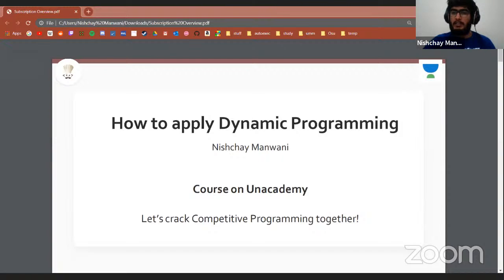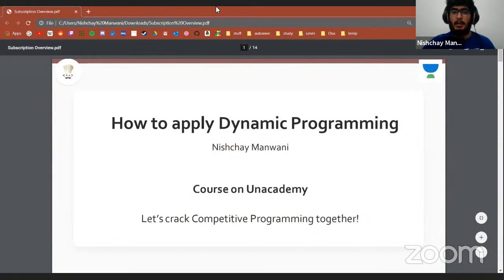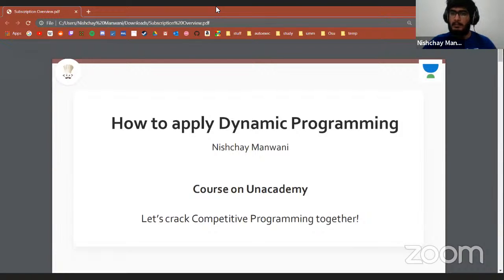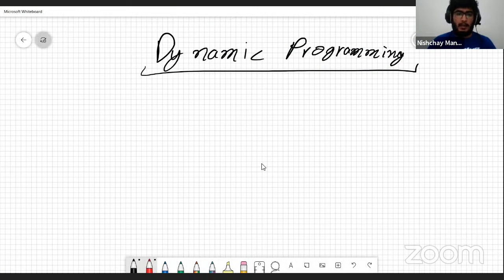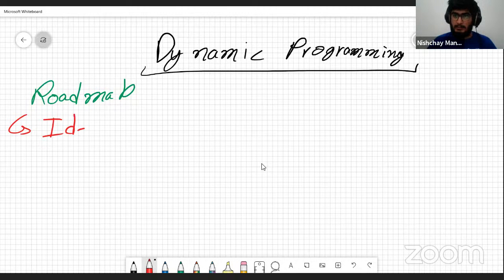Let me just go to my whiteboard and start talking about how to apply dynamic programming, and why you should know about this. I've switched to my whiteboard, and I'm going to be talking about three main points or objectives that you have to look for in dynamic programming questions. There is an overall roadmap in every dynamic programming problem, and the roadmap consists of three points. The first is the identification of DP.